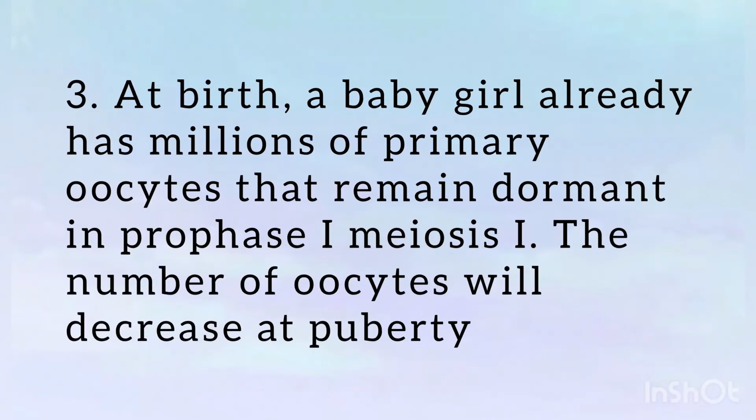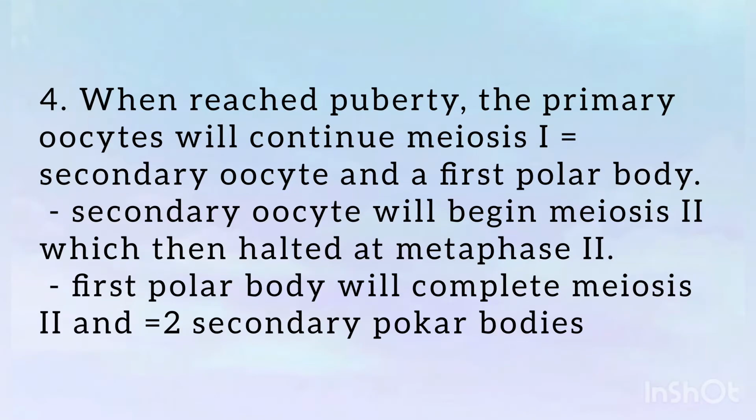At birth, a baby girl already has millions of primary oocytes that remain dormant in prophase I, meiosis I. The number of oocytes will decrease at puberty. When reaching puberty, the primary oocytes will continue meiosis I to produce a secondary oocyte and a first polar body. The secondary oocyte will begin meiosis II, which is then halted at metaphase II. The first polar body will complete meiosis II and produce 2 secondary polar bodies.